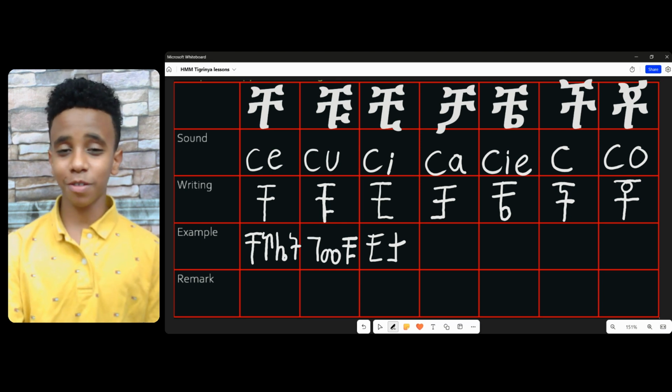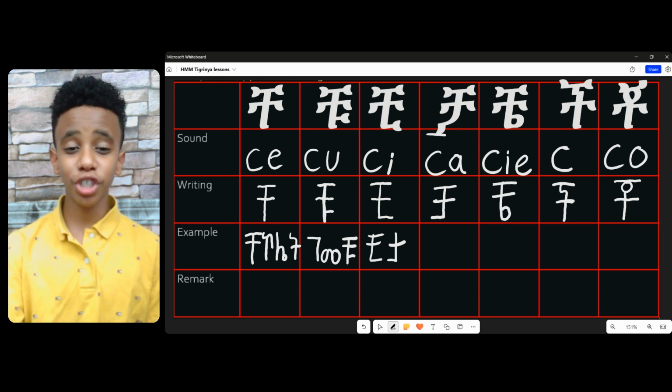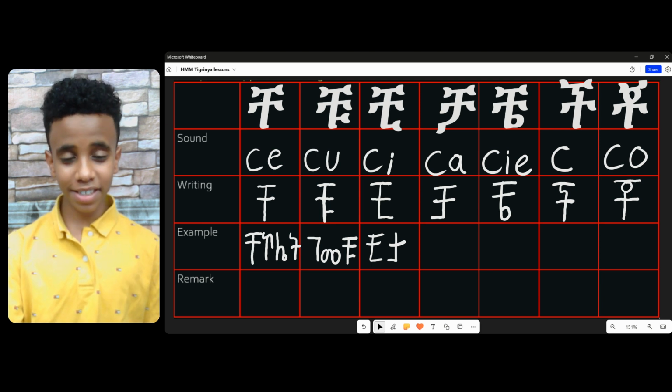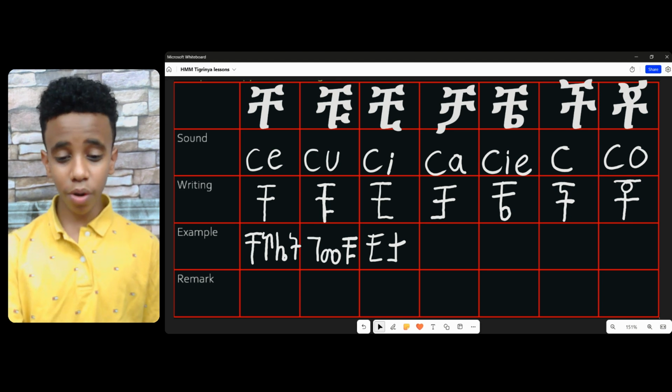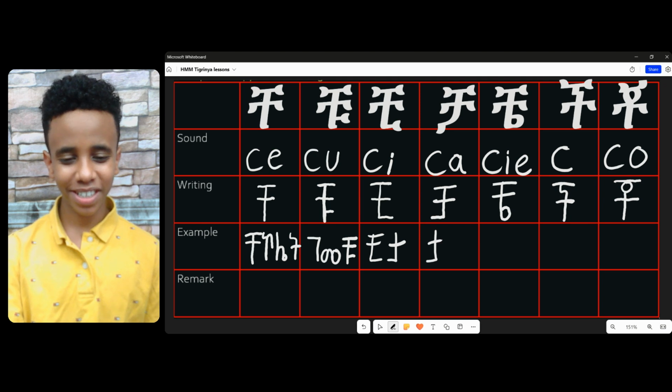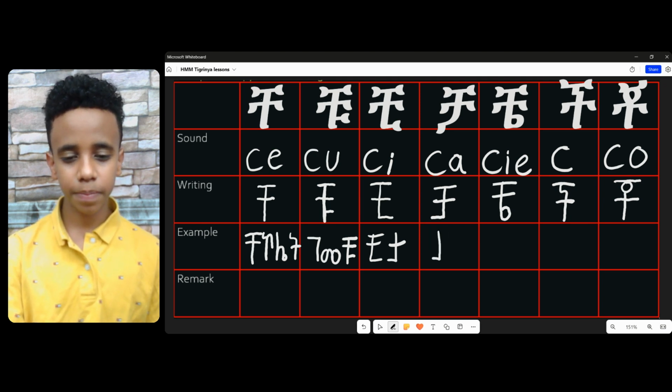Let's go to our fourth example. Our fourth example is made up of the letter Cha. Cha. And our example for the letter cha is, alright, our example for the letter cha is chow. Let me write that a little better. Cha.